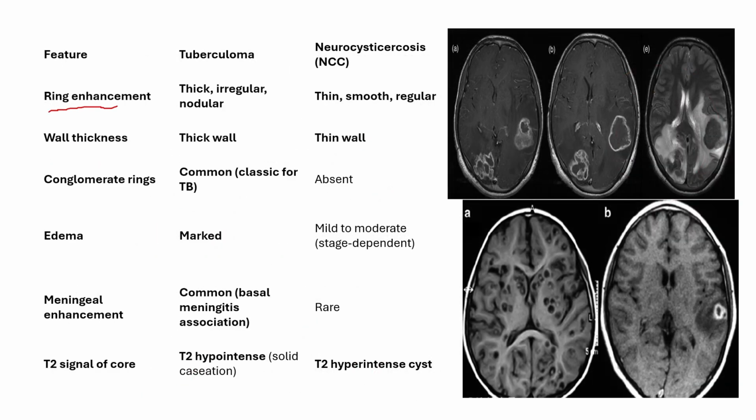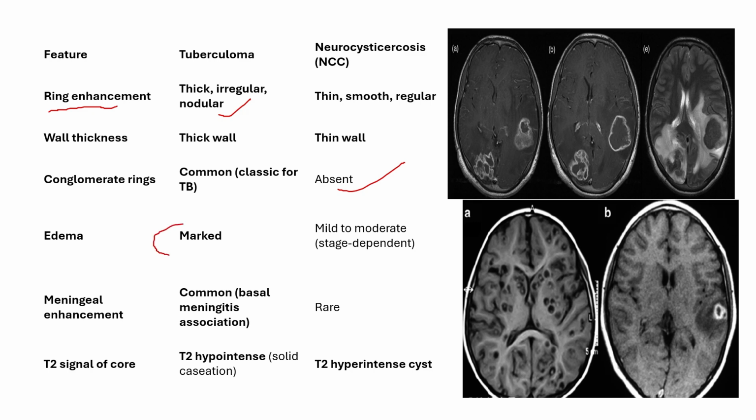Ring enhancement in tuberculoma is thick, irregular, and it could be nodular. But in neurocysticercosis, it is thin, smooth, and regular, and wall thickness is thick as compared to NCC. And the conglomerate rings are the classic finding of tuberculoma, and this could not be visualized in NCC.